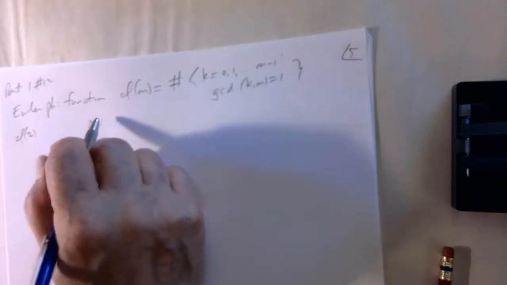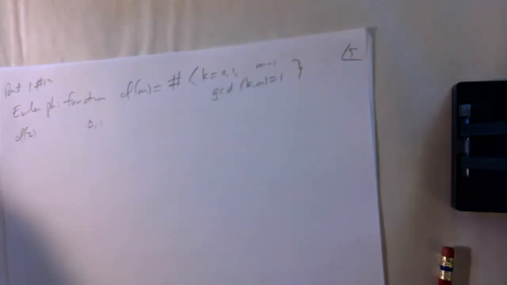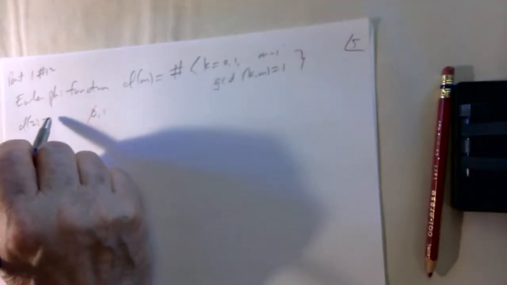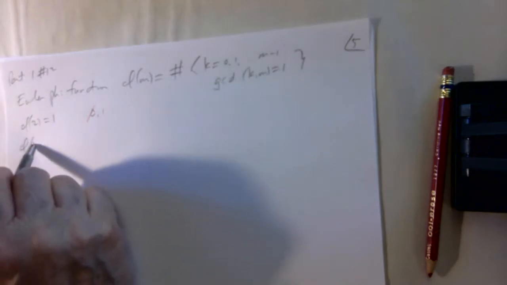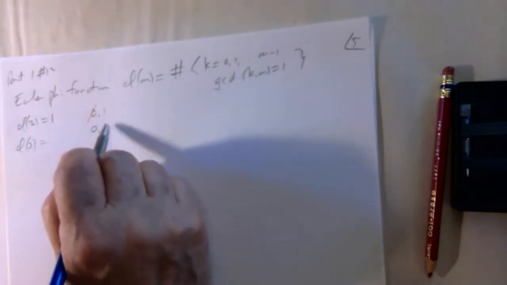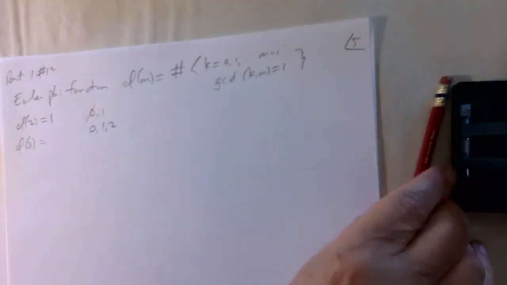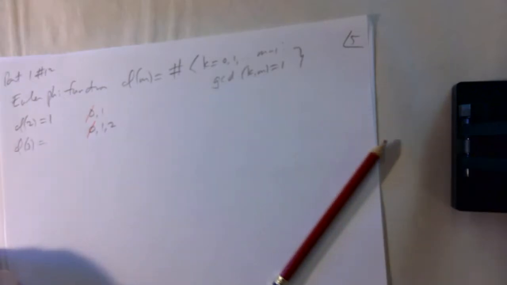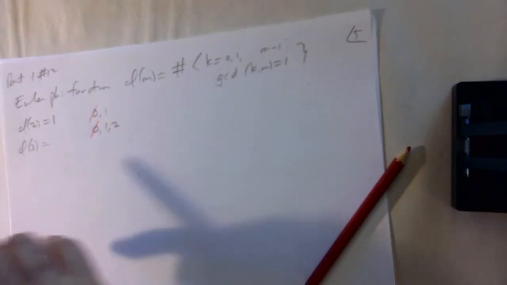And let's cross out the numbers that are not relatively prime to 2. Well, 0 is divisible by 2, so it's not relatively prime to 2. So we cross out 0, and there's just 1 left. So phi of 2 is equal to 1. What about phi of 3? We look at the numbers 0, 1, and 2. Which of these are divisible by 3? Just 0. So 1 and 2 remain, and phi of 3 is 2.